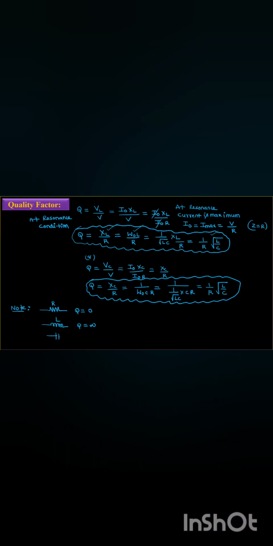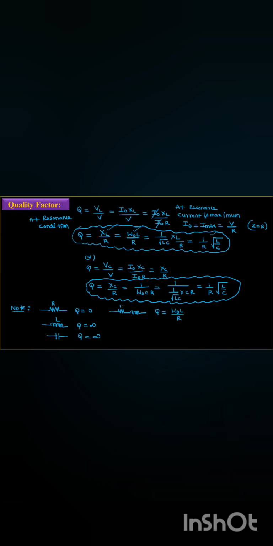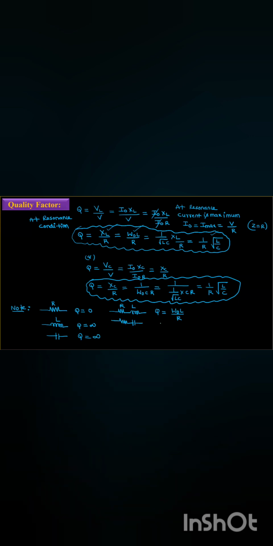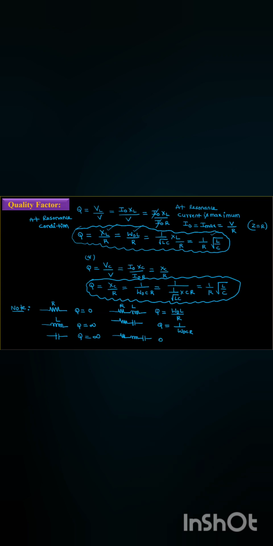If it is a pure capacitor, students, what is the quality factor? It is also infinity, there is no energy dissipation. If it is a series RL combination, the quality factor Q equals omega naught into L by R. If it is a series RC combination, the quality factor equals 1 by omega naught into CR. If it is an RLC combination, the quality factor is 1 by R into square root L by C. All these are the quality factor formulas.